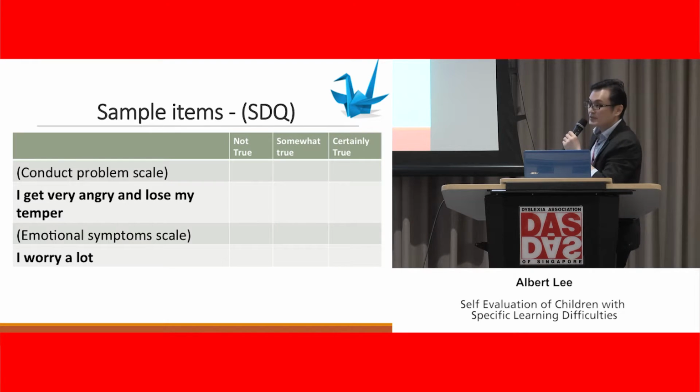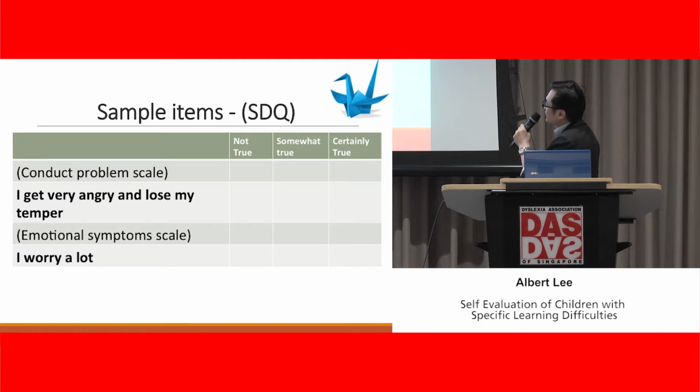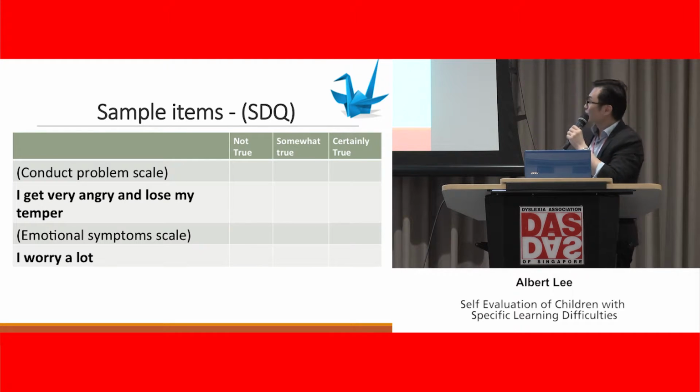Okay, as promised, this is a sample question we have. Have a look at this question and think about answering this question yourself too. So let's look at the first question on the conduct problem scale. I get very angry and lose my temper. So the students have 3 options. Not true, somewhat true, and certainly true. Think about this question for yourself.